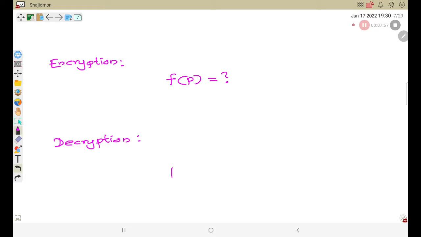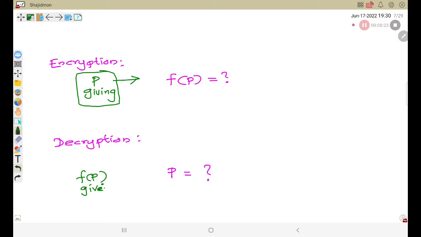But in decryption, what do we need to calculate? P we need to calculate. That means the plain text. And in the encryption part P is given, and we need to calculate f of p, correct? Now in decryption, f of p is given, and we need to calculate the p value. When we are doing one question, you will be more clear. So I hope you understood the meaning.